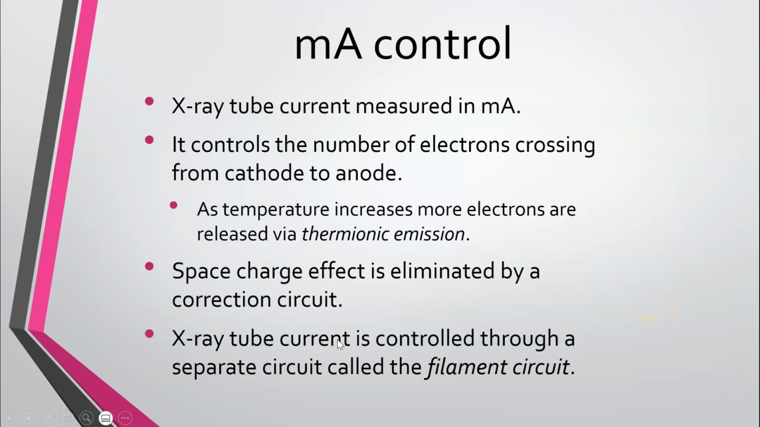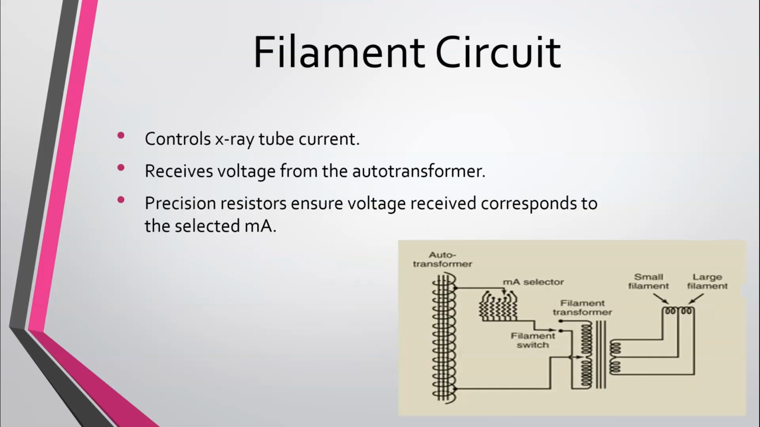Okay. X-ray tube, so this is our MA control. X-ray tube current is measured in MA. It controls the number of electrons crossing from cathode to anode. As temperature increases, more electrons are released via thermionic emission. Space charge effect is eliminated by a correction circuit, and X-ray tube current is controlled through a separate circuit called the filament circuit.